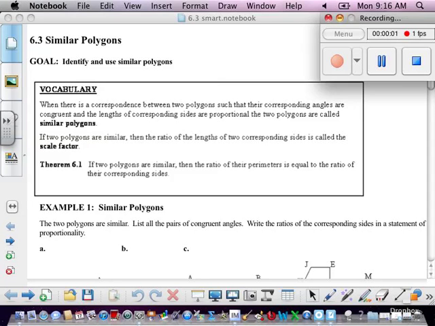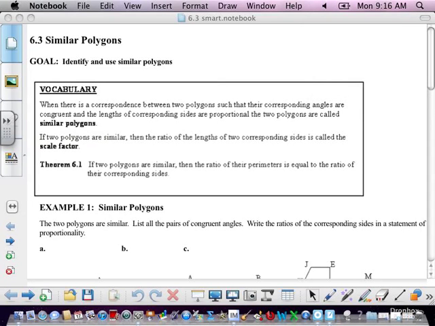All right, ladies and gentlemen, we are looking at 6.3, similar polygons. When there is a correspondence between two polygons, such that their corresponding angles are congruent. What are corresponding angles again?